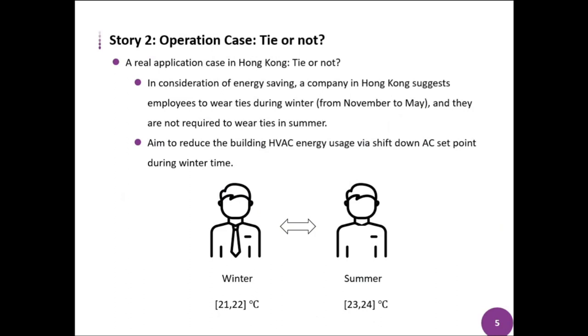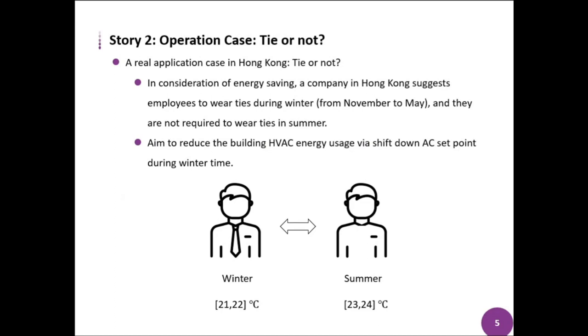In Hong Kong, there is a real estate company with a UK background. They would like to save energy in the winter time. So previously in London, they had this kind of rule to let people wear ties during the winter time to decrease the indoor set temperature to save energy. And they encouraged them not to wear ties during the summertime, so that they can improve the indoor set point a little bit to save cooling energy.